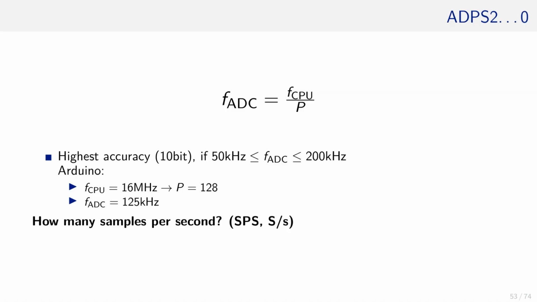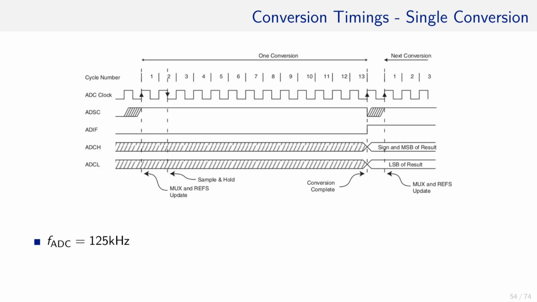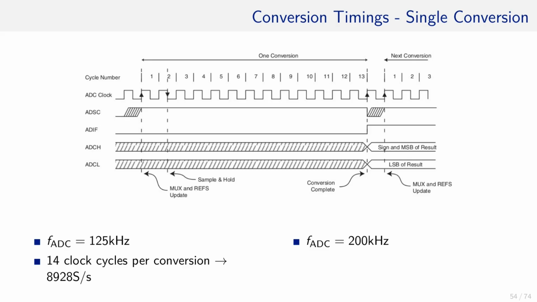Do you remember the slide where I showed the timing diagram? Let me pull it up again for reference. Each sampling takes 14 clock cycles of the ADC clock, 13 for conversion and 1 to set ADSC equal to 1. If the ADC runs at 125 kHz, it means that 8,928 times the analog value can be sampled at maximum.